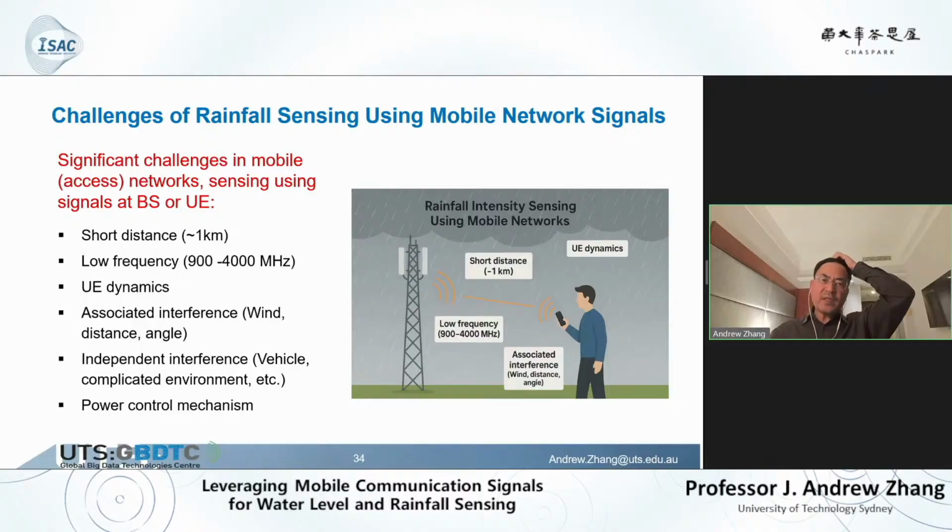And for conventional sensing, it's very hard to identify such a small propagation attenuation at the low carrier frequency, particularly when we consider the dynamic environment between the mobile phones and the base station, including the movement of the mobile phone itself, right? So this makes the task even more challenging. And there are also various interferences, similar to the water level estimation.